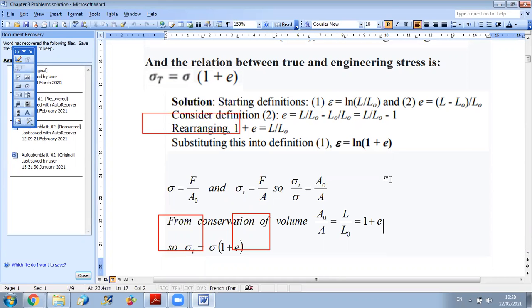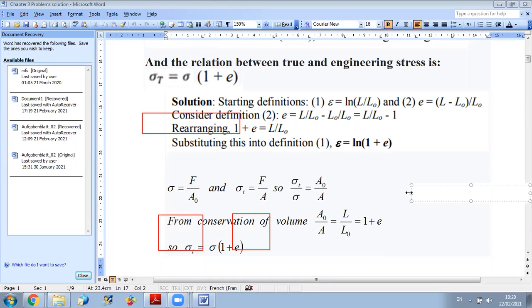Why? Because from conservation of volume, since before necking the reduction of area takes place over the whole specimen, I can write that the volume at any instant is A times L and should be equal to the initial volume, which is A0 times L0. After necking, I cannot say that the volume is A times L because the reduction in area will only be for the necked part. But before necking, this relation applies, and I can say then that the ratio A0 over A is inversely proportional to the ratio of length, so it's L over L0.